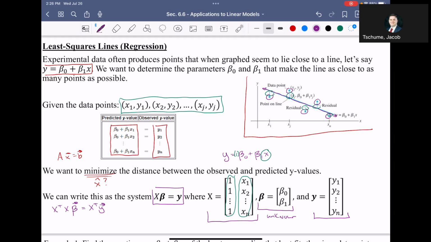So instead of finding beta, you're going to have to find beta hat, which will always come out to be X transpose X inverse times X transpose y. This is the big formula in today's lecture. That looks very similar to the formula we used for x hat in the last video, but we're using X instead of A, and we're using y instead of b. So it's the same formula. You're just going to be tasked with writing your own matrices and vectors before you can actually do this problem.